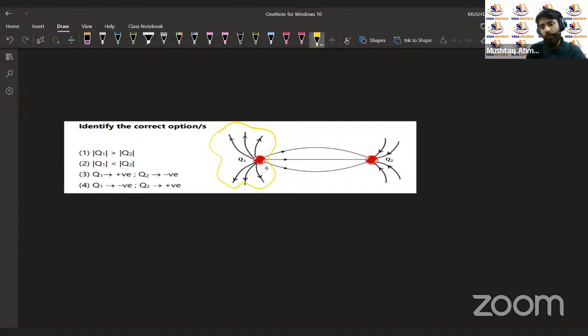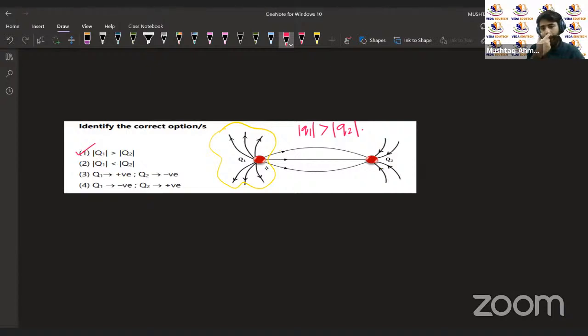1, 2, 3, 4, 5, 6, 7. Only 7 electric field lines are terminating on the charge Q2. You can see that 9 electric field lines are originating from charge Q1 and only 7 electric field lines are terminating on the charge Q2. It means that the charge Q1 is having a greater magnitude as compared to the charge Q2. So from here we can conclude that mod of Q1 is going to be greater than mod of Q2. So our option 1 is going to be correct.